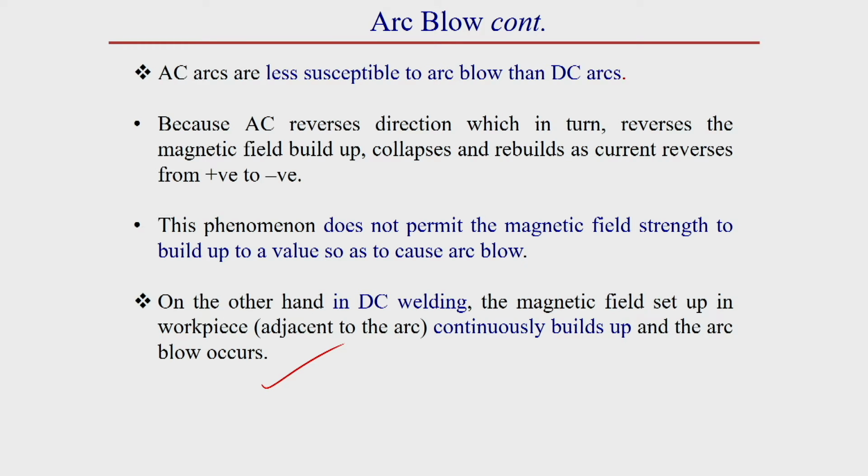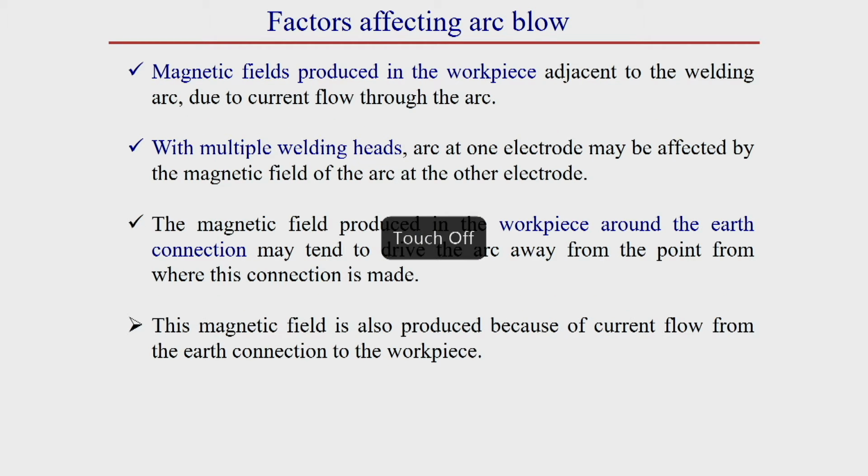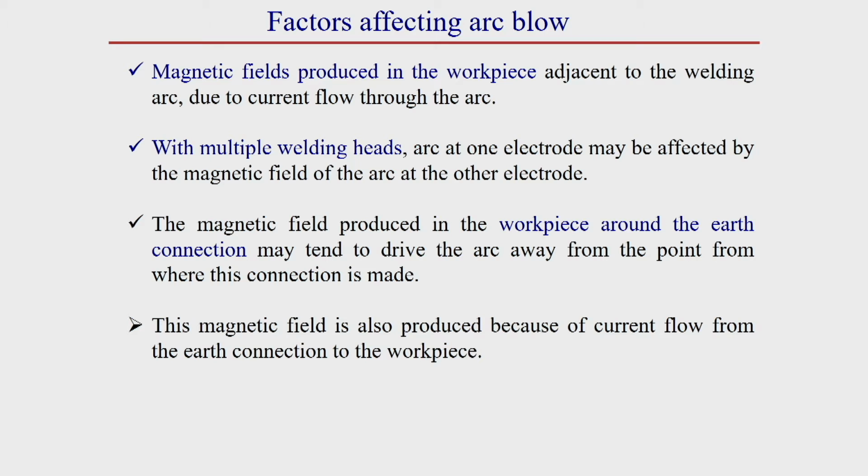Now, we will go through the different factors affecting arc blow. The main factor which affects arc blow is magnetic field distribution. This magnetic field is produced in the workpiece adjacent to the welding arc due to current flow through the arc, as I have already told you. So, wherever there is a disturbance of magnetic field, there will be chances of arc blow.